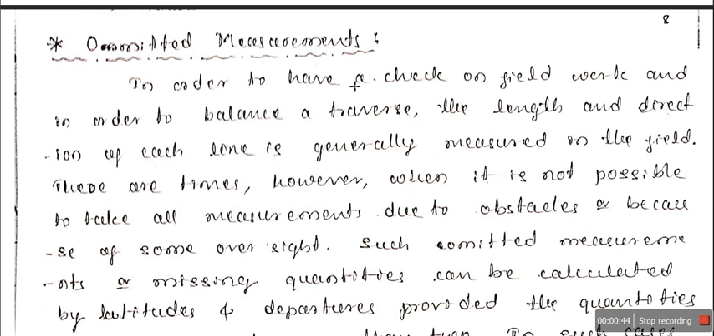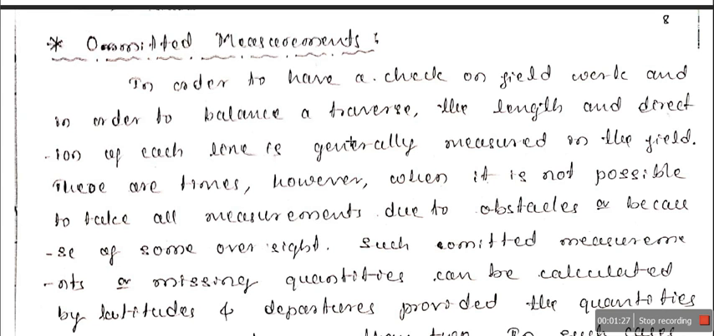Okay. In that condition, by observing the remaining data and using the latitude and departure, we can find out whatever quantities are missing in the field. These missing quantities, or missing measurements, are called omitted measurements. Simply, omitted measurements are the ones when it is not possible to take all the measurements due to an obstacle. As I told you, for finding the missing quantities we use latitude and departure.